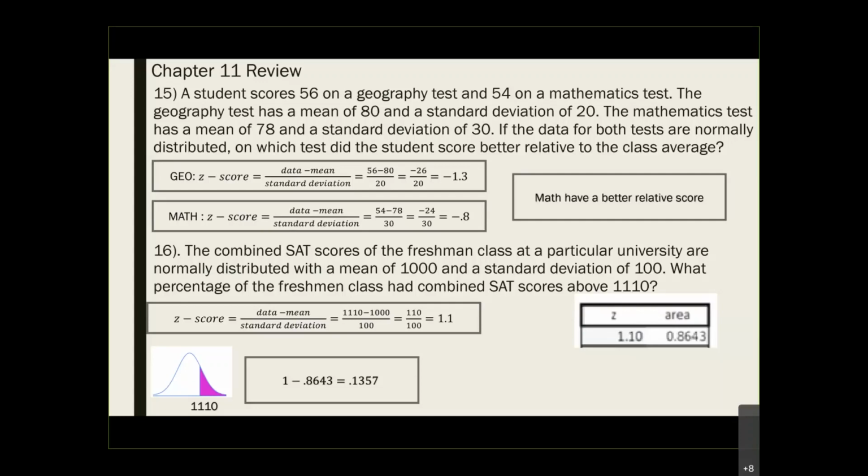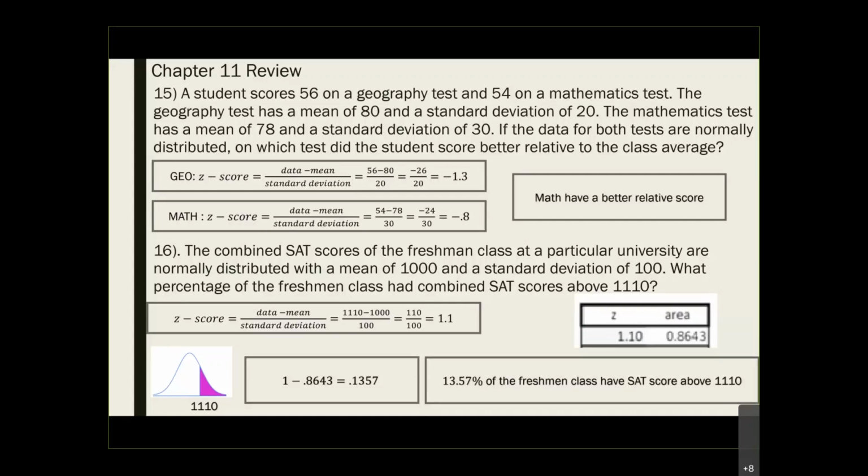to give us 0.1357. How do we interpret this? We say that 13.57% of the freshmen have a score above 1,110 on the SAT, right?